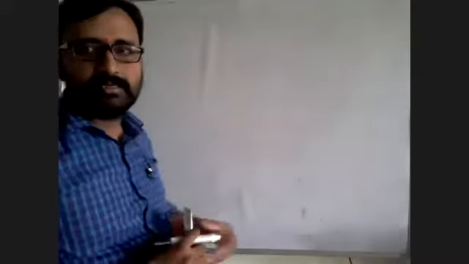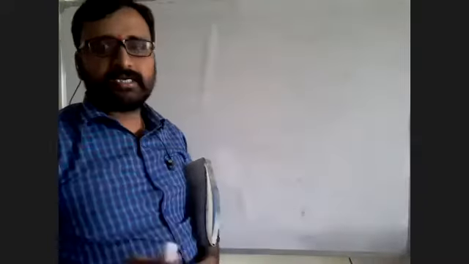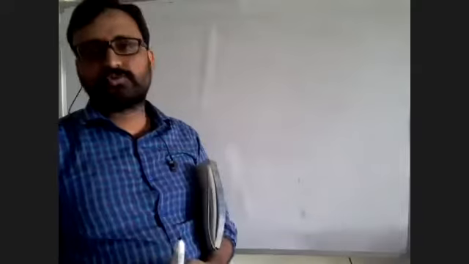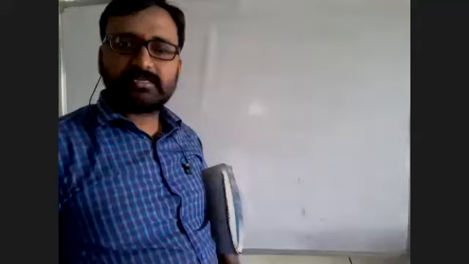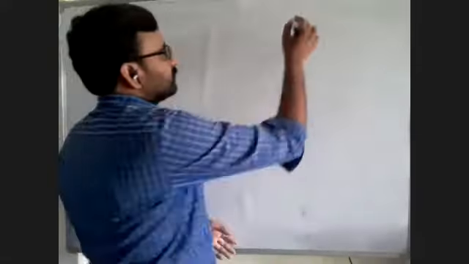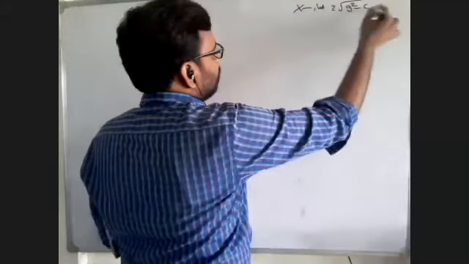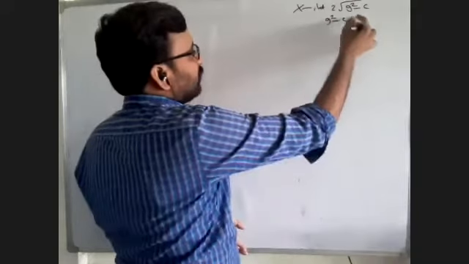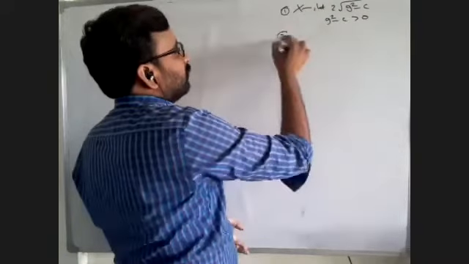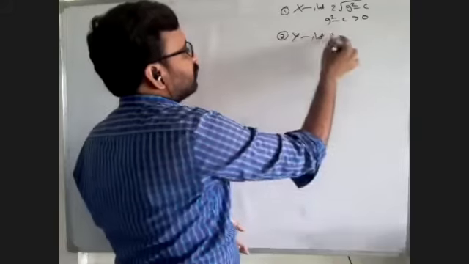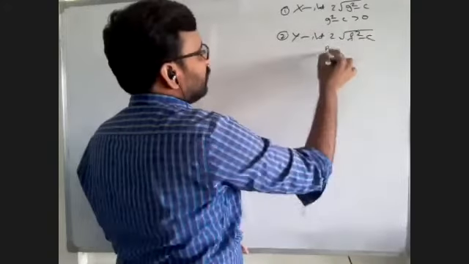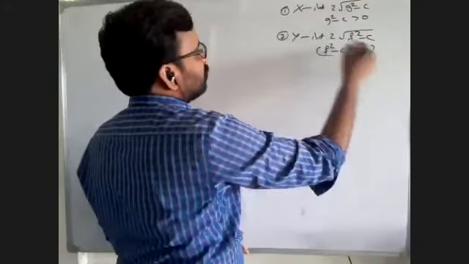Now we know already, if a circle makes an intercept on the x-axis, then that is 2 root over g square minus c. If a circle makes an intercept on the y-axis, that is 2 root over f square minus c. The x-intercept is 2 root over g square minus c, where g square minus c is greater than 0. The y-intercept is 2 root over f square minus c, where f square minus c is also greater than 0.